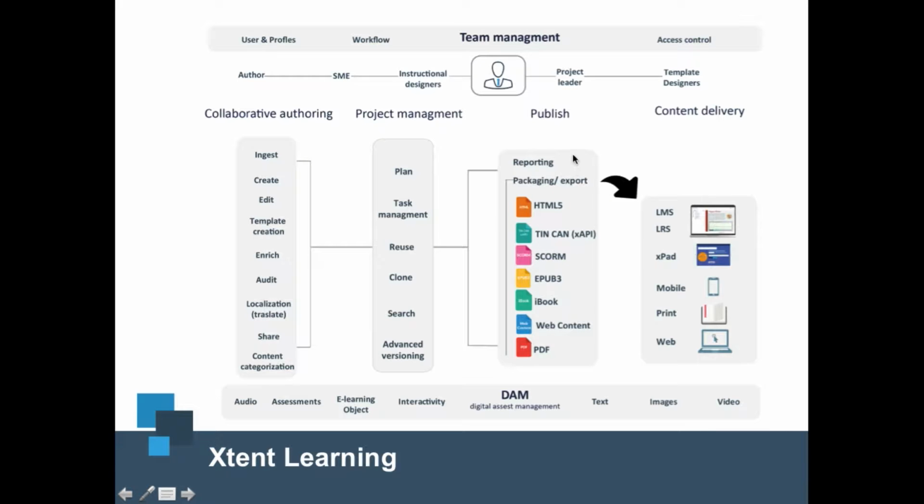Xtent supports all the standards such as SCORM, IMS CC, IMS QTI, EPUB3, EduPub, eBook, Tin Can, etc., allowing single source editing and multiple output publishing scenarios. Xtent Learning allows easy collaboration within the workgroup between authors, editors, instructors, subject matter experts, instructional designers, project leaders, template designers, etc. Controlling the access rights of each profile ensures full control of your content in a distributed environment.